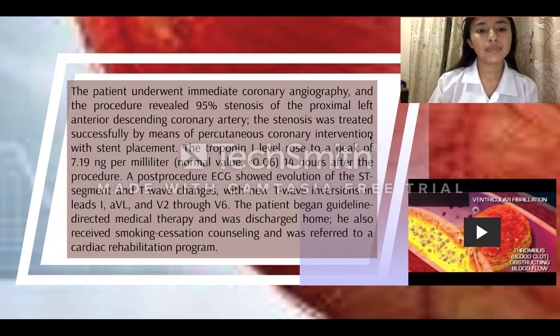The patient underwent immediate coronary angiography, and the procedure revealed 95% stenosis of the proximal left anterior descending coronary artery. The stenosis was treated successfully by means of percutaneous coronary intervention with stent placement. The troponin I level rose to a peak of 7.90 ng per milliliter, normal value less than 0.06, 40 hours after the procedure.